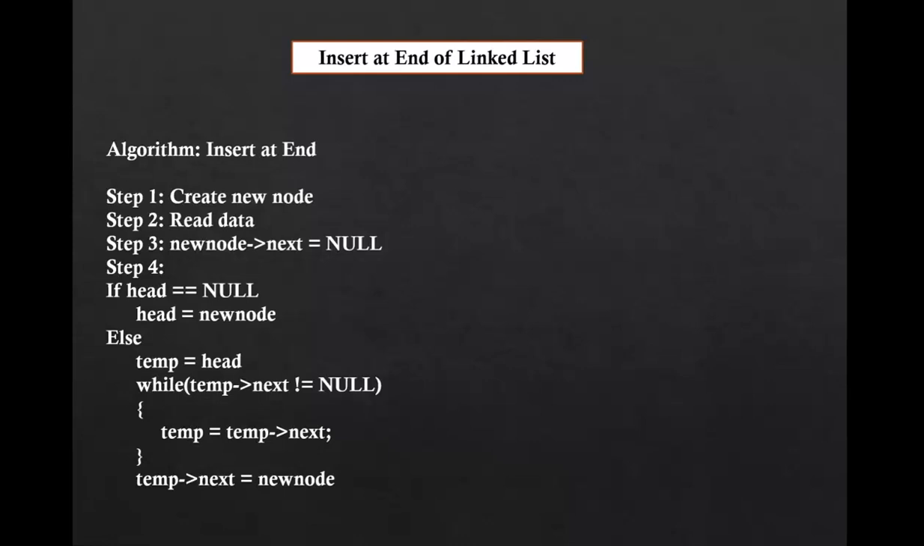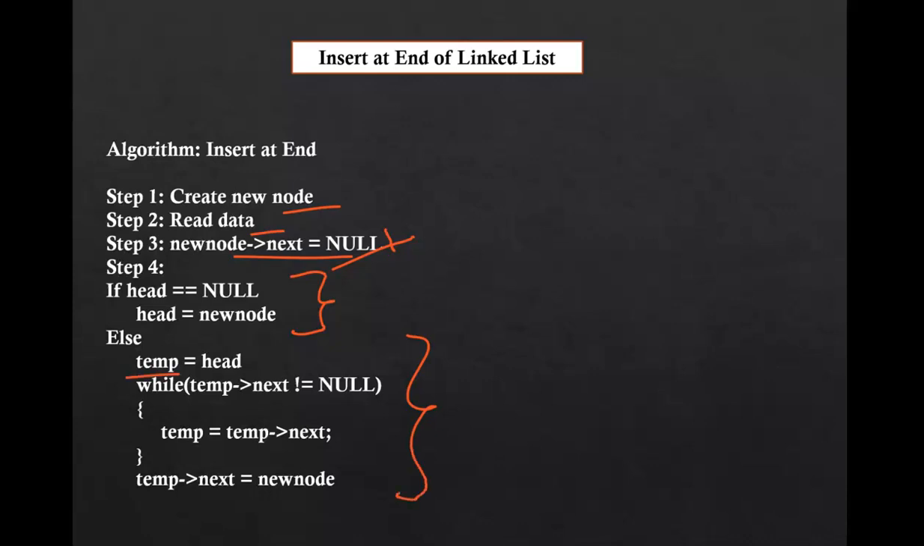To insert at the end of the linked list, you have to traverse the linked list from the start to the end. So you create the node, you read the data. Unlike insert at the beginning, you should make the next of the new node point to null, because this is insert at end of the linked list. So this is going to be the last node. If head is null, make head point to the new node, means that this is the only node in the linked list. Else, what happens?